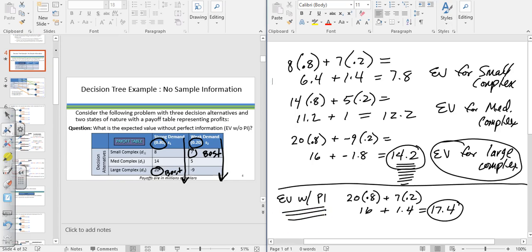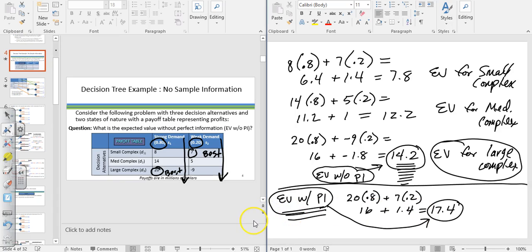Remember, this is your expected value. This one over here was your expected value without perfect information. This one is expected value with perfect information. Okay, so let's show you how that works in a decision tree.